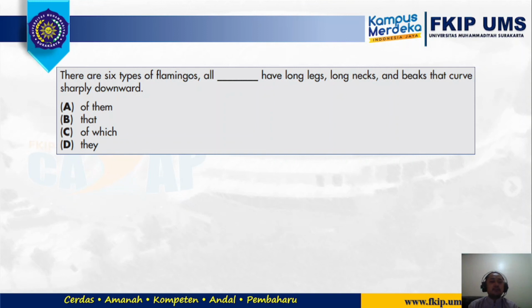Okay, now here is the last example that I'm going to show you this time. There are 6 types of flamingo. All blah blah blah have long legs, long necks, and beaks that curve sharply downwards. So what do you think about this? There we go. It must be C, of which there are 6 types of flamingo, all of which have long legs, long necks, and beaks.